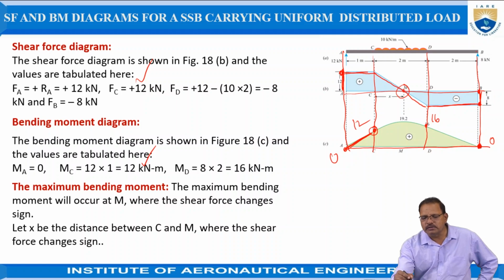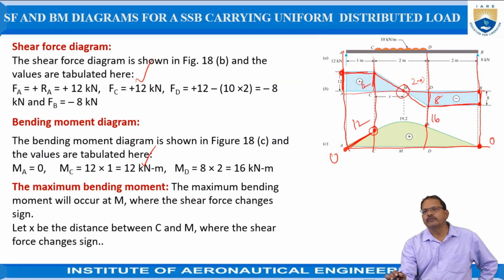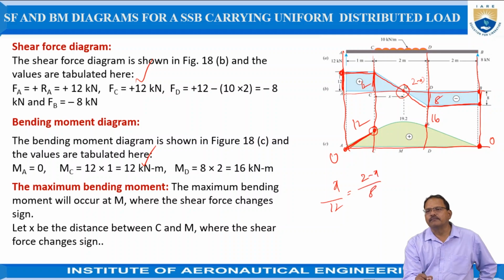So first of all, it is required to determine the position of M. Assume the distance between C and D is 2 meters. Here I am taking the distance between C and M as X. The remaining value is 2 minus X. This vertical height represents 12 kilonewtons, and this vertical height represents 8. These two are similar triangles. So by using the fundamentals of similar triangles, it is required to determine the value of X. That is, X by 12 is equal to 2 minus X divided by 8. From this, determine the value of X.